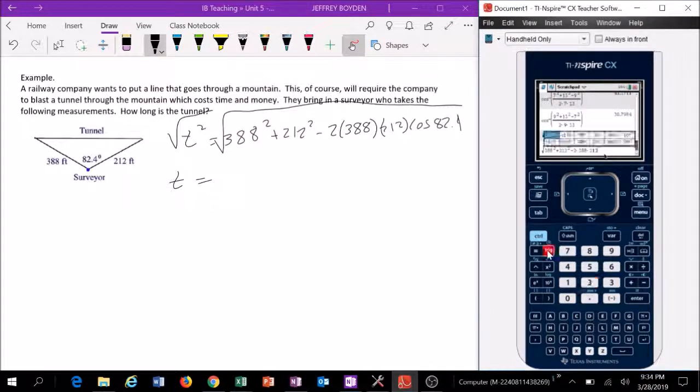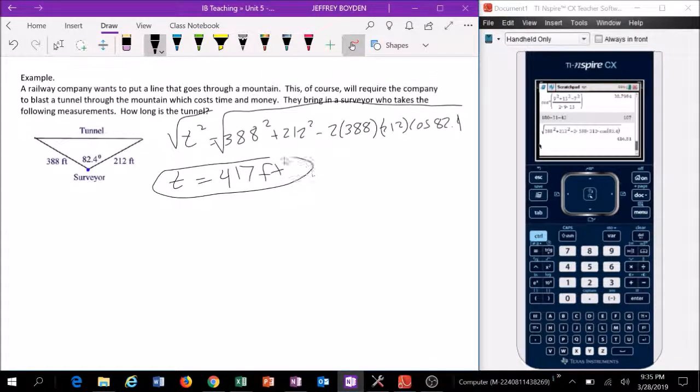Okay, and I'm almost done here already, so I'm going to toss a cosine 82.4 on the end of this thing. And boom. Take a look at the picture. Is it reasonable that we could have a 417-foot tunnel on this diagram? Heck yeah. So 417-foot train tunnel. Done.